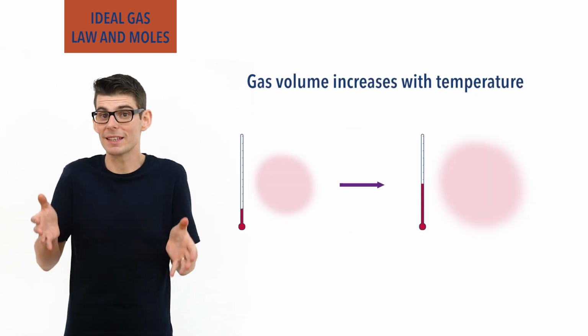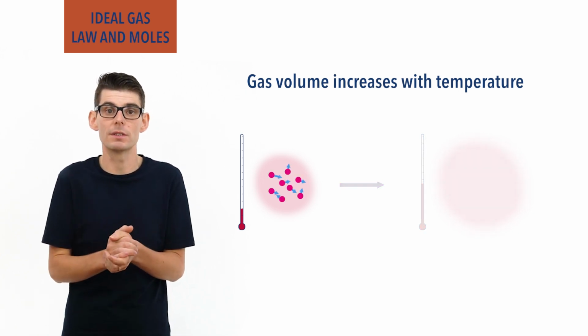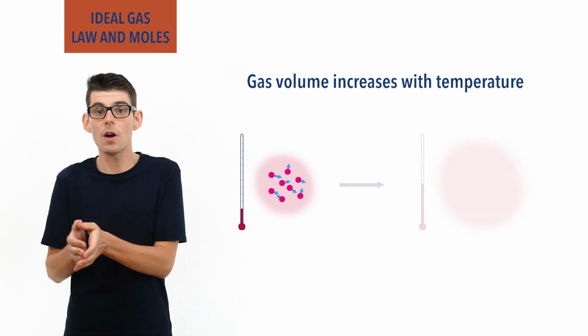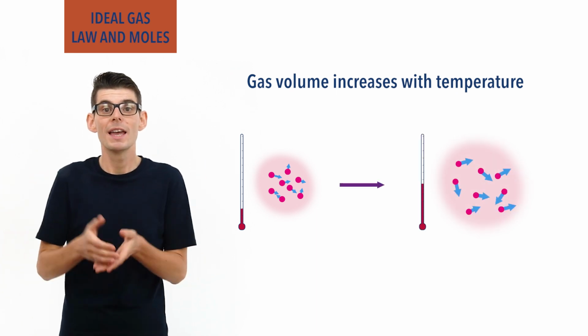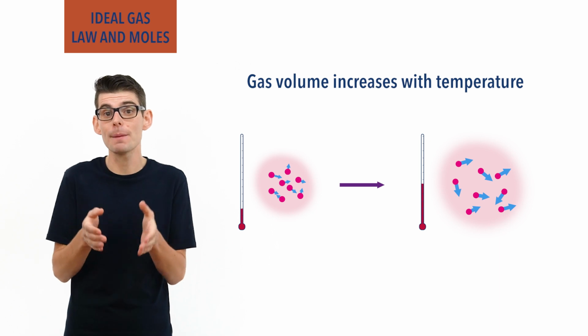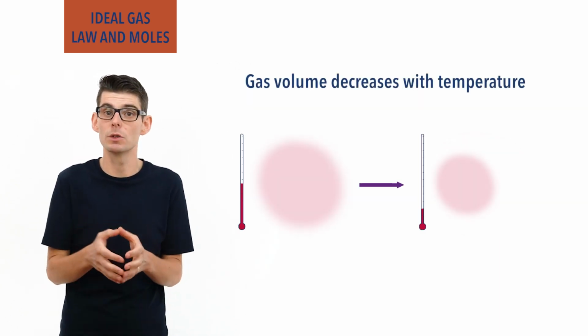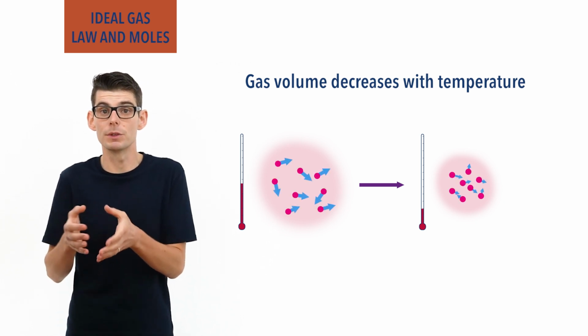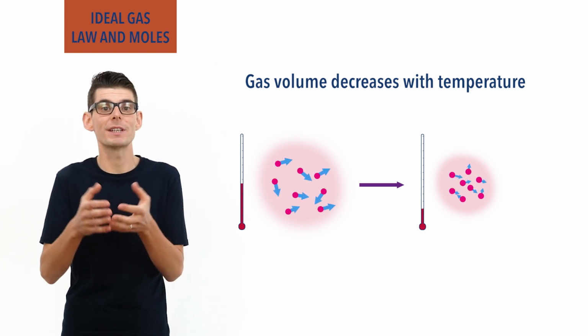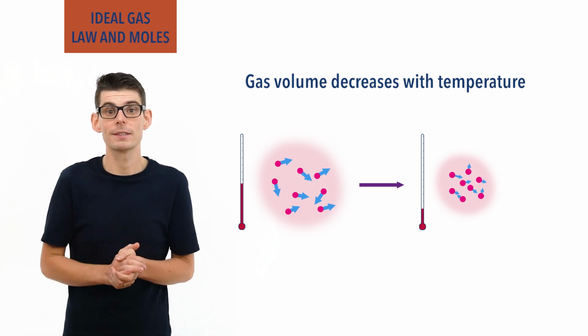This is because as a gas is heated up, the kinetic energy of its molecules increases, and as a result, they move faster and spread out more, increasing the volume occupied by the gas. Equally, if the temperature of a gas is decreased, the kinetic energy of its molecules decreases, and as a result, they move slower and spread out less, decreasing the overall volume of the gas.